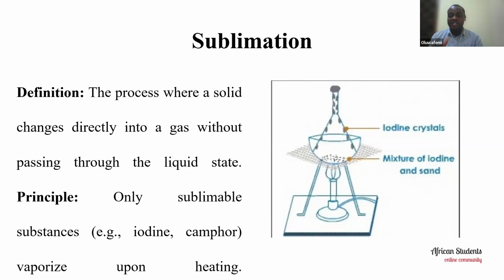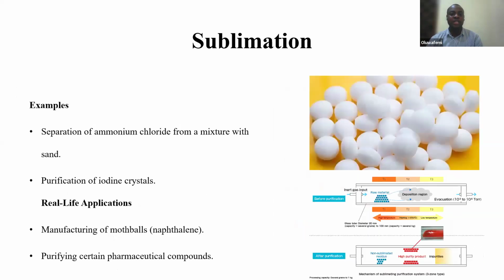And then you have your sand remaining in the crucible that you had the mixture initially. So a very good example is separation of ammonium chloride from a mixture with sand. We have said that, okay. And purification of iodine crystals is another wonderful example.